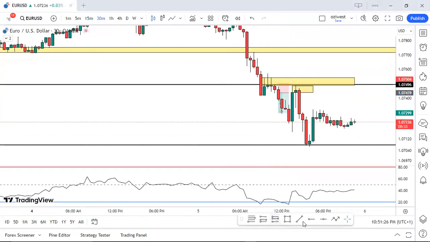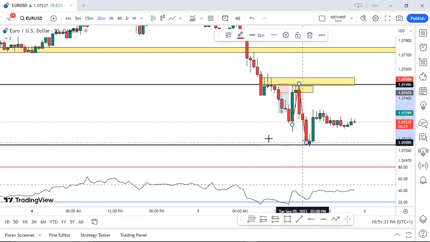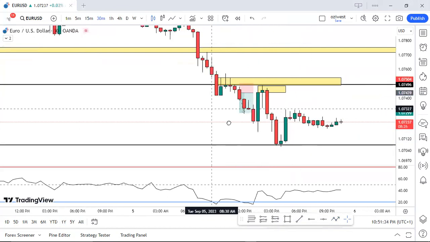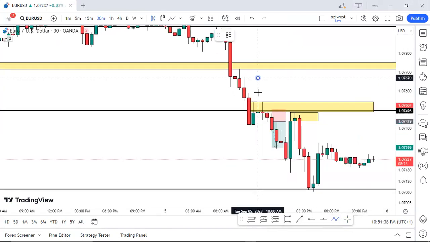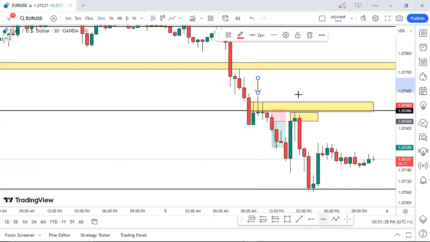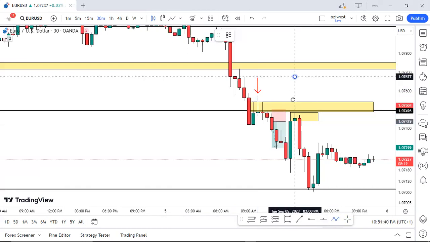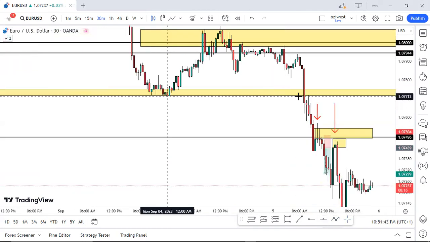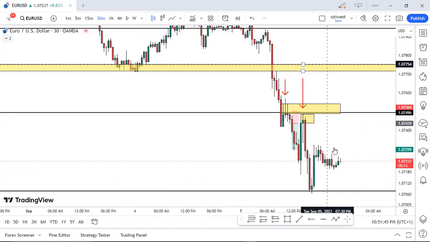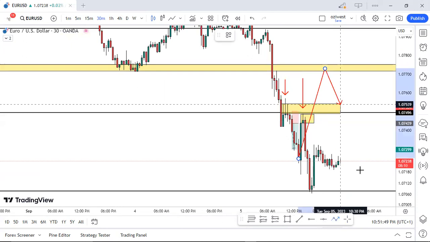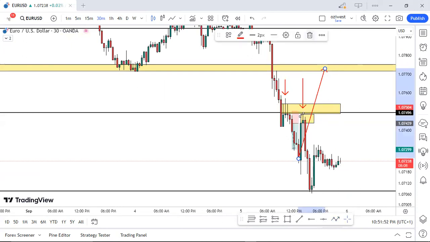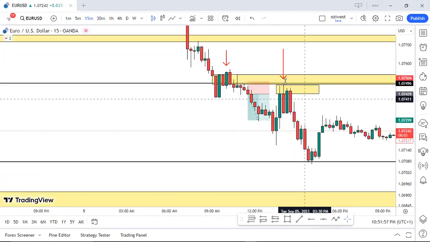You can see price pushed back, created a double top before melting, because we already had a resistance level here. The price has a higher probability of respecting this resistance than coming all the way to this level before melting. So we're expecting that double top. Price gave that double top. I'm seeing that price has started to reject.